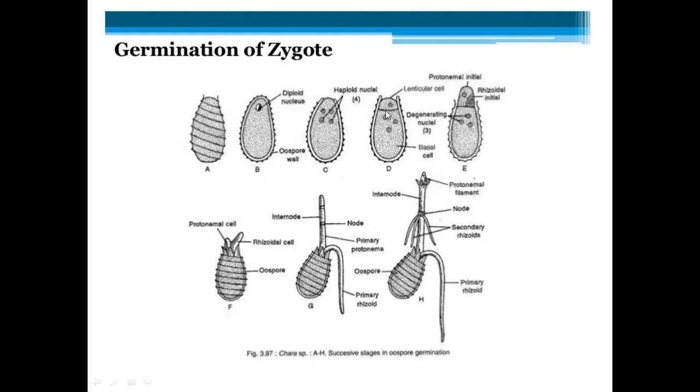And later the nuclei of the basal cell degenerate, and the nucleus of the lenticular cell again undergoes mitotic division. The first division was meiotic division, and here it undergoes mitotic division, and a protonemal initial and a rhizoidal initial are formed. This protonemal initial forms the main axis of the Chara plant body, and the rhizoidal initial forms rhizoids of the plant body. Thus, a new Chara thallus is formed by the germination of the zygote.